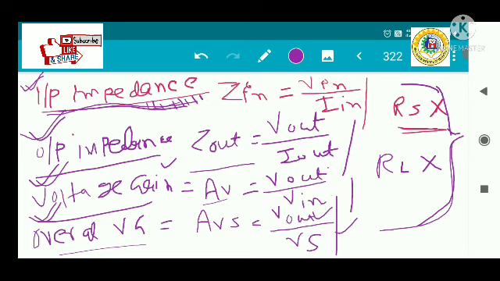So from the next lecture onwards, we will find out the transistor model and then calculate this parameter. Okay, thank you.